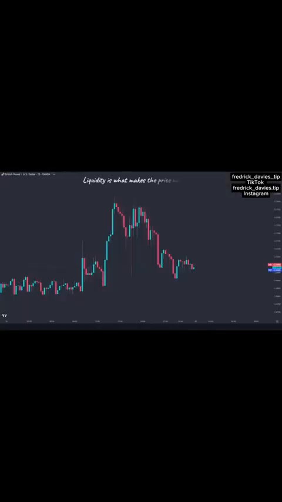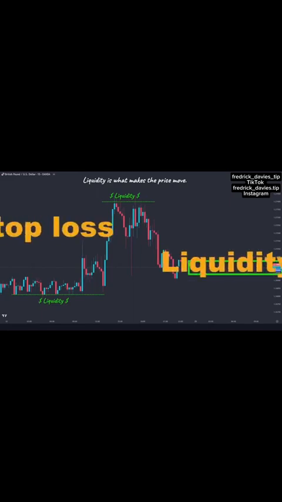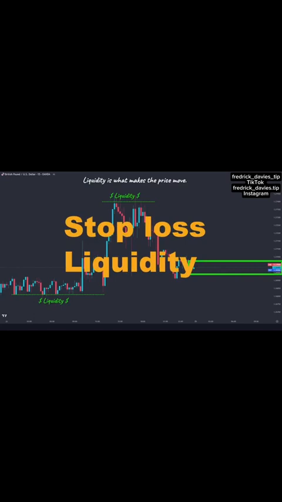You might have heard that liquidity is what makes the price move. But where is this liquidity? It's not just found above the swing highs or swing lows. At every price level, there's a lot of liquidity available. However, what we're talking about here is stop-loss liquidity. Liquidity exists where stop-losses are located.